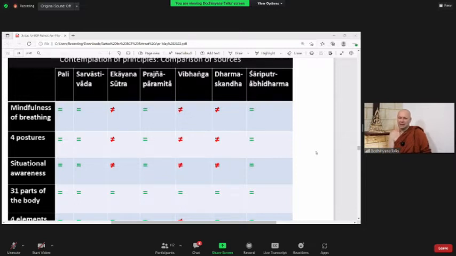So now let's come to the part which may be part of Satipatthana. Now we come to the 31 parts of the body. And again, this is very interesting. Every single one of the sources we have includes the 31 parts of the body. This must mean that the 31 parts of the body is very likely to have been the earliest part of Satipatthana. If every source has it, it means that it must have been there from the beginning, and it was inherited probably from the Buddha himself.